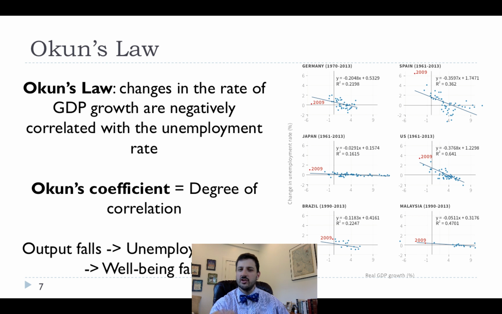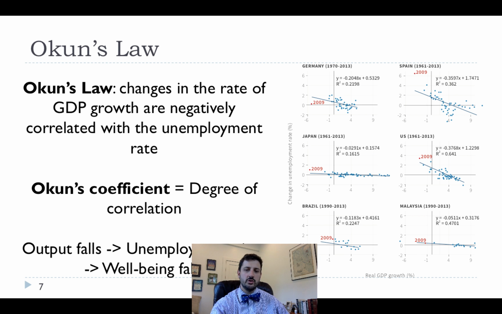That said, there's different relationships for different countries, right? If we look at Japan here in the middle left, we can see that their relationship is pretty flat. And so there's not a whole lot of relationship between the unemployment rate and real GDP growth. On the other hand, for the US, we see a steeper line, which is more similar to Spain or Germany, but they have a lot more noise in their numbers, right? The points are not as close to the line.